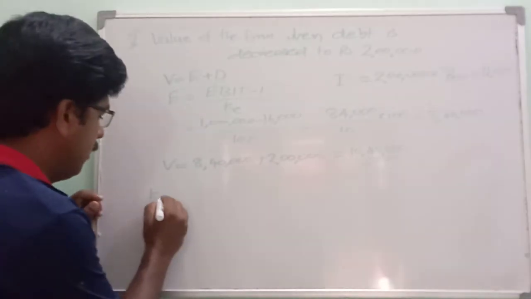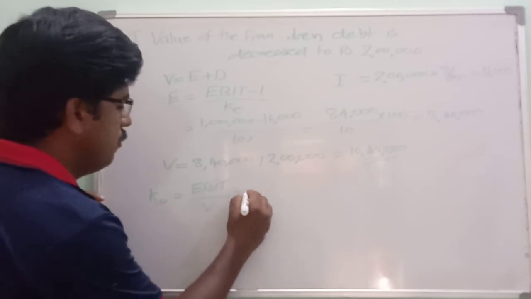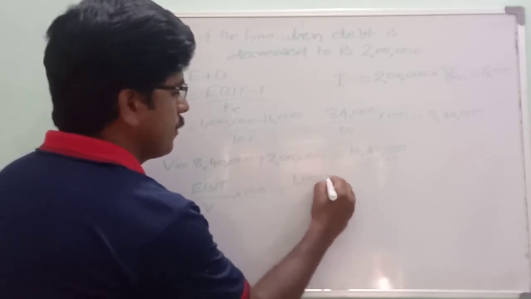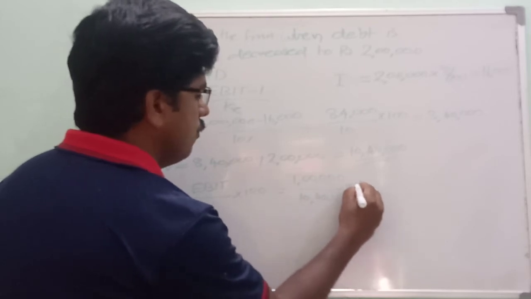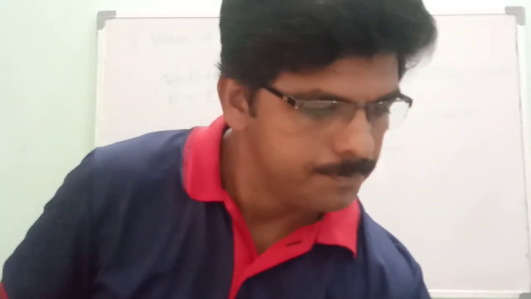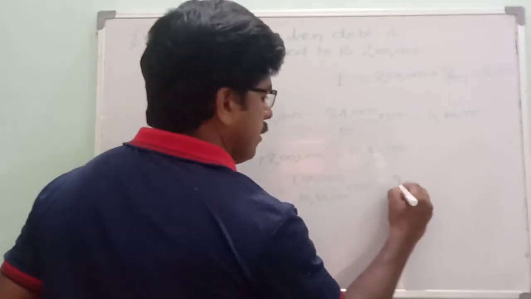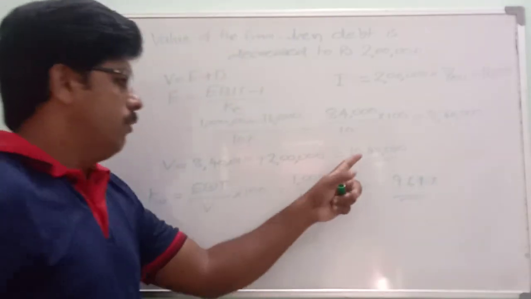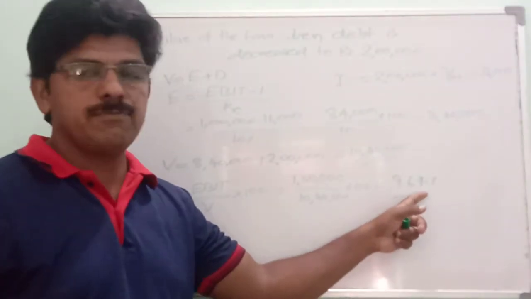Then overall cost of capital KO is equal to EBIT divided by V into 100. That is equal to EBIT 1 lakh rupees divided by V 10,40,000 into 100. That is equal to 9.61%. Value of the firm is equal to 10,40,000 and overall cost of capital is equal to 9.61%.